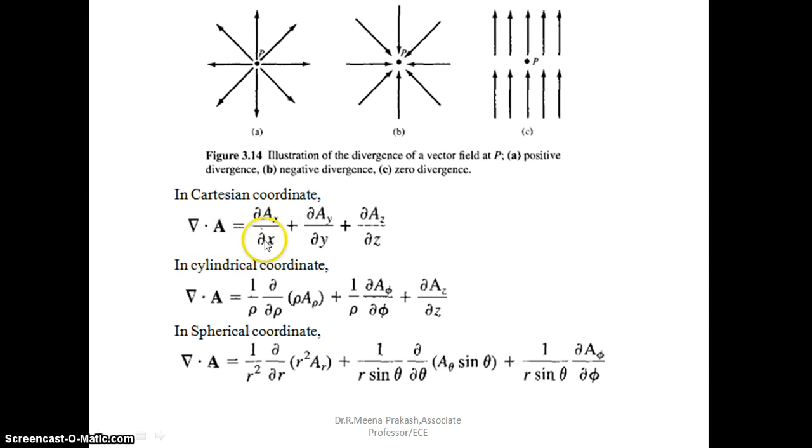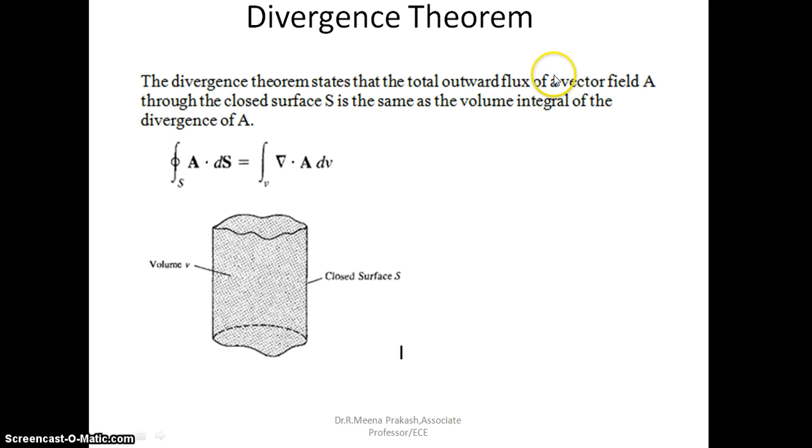Okay. So del dot A equals dou Ax by dou x plus dou Ay by dou y plus dou Az by dou z. Similarly, in cylindrical coordinates, 1 by rho dou by dou rho of rho A rho plus 1 by rho dou A phi by dou phi plus dou Az by dou z. Similarly, in spherical coordinates, here we are representing the divergence.